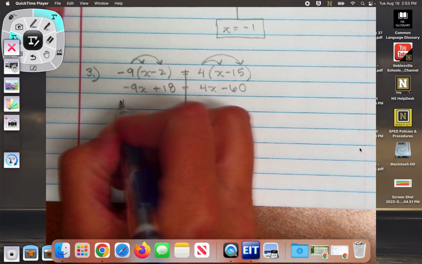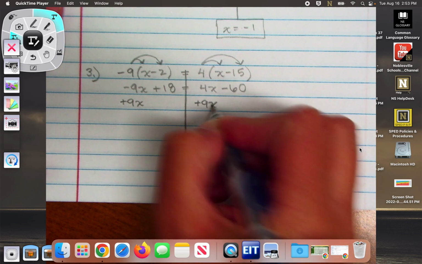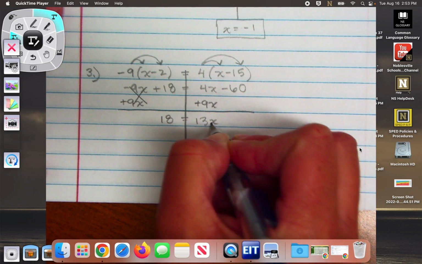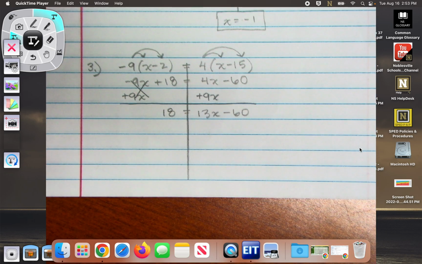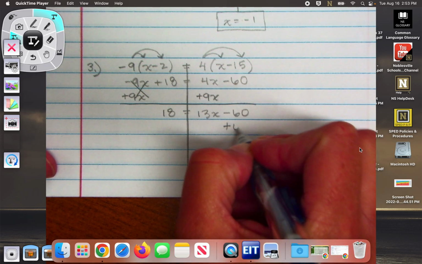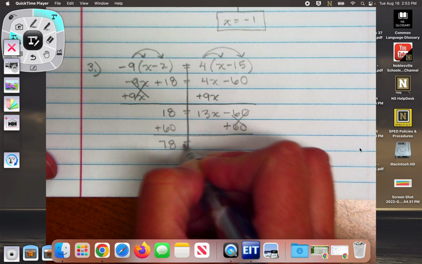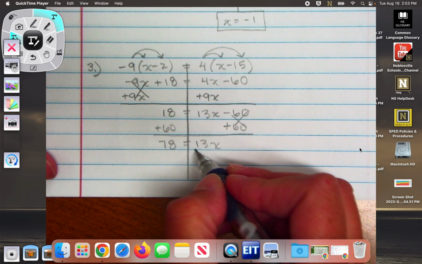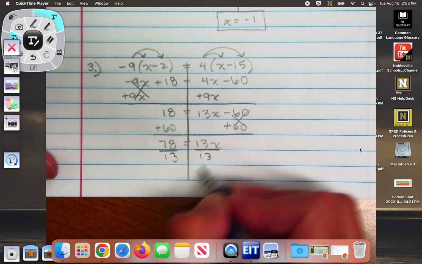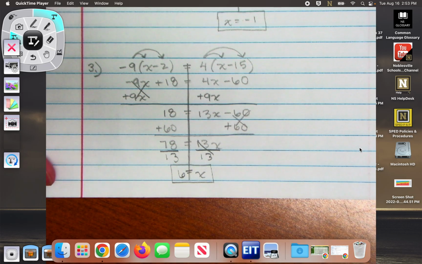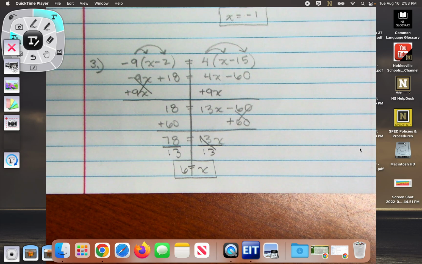Like I said, I'm going to add 9x to both sides. So this is now gone, and I have 18 equals 13x minus 60. Then I just have a 2-stepper, so I'm going to add 60 to both sides. Divide by 13 on both sides. 6 equals x. Yeah?